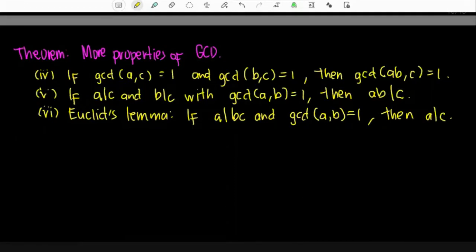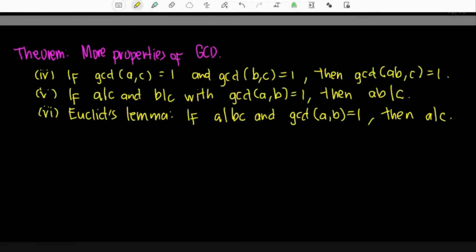Number 5, if A divides C and B divides C, so hindi common factor, both A and B divides the same number. Yan. So si A, factor siya ni C, si B, factor din siya ni C. So the GCD of A and B equals 1. Then the product AB divides C.